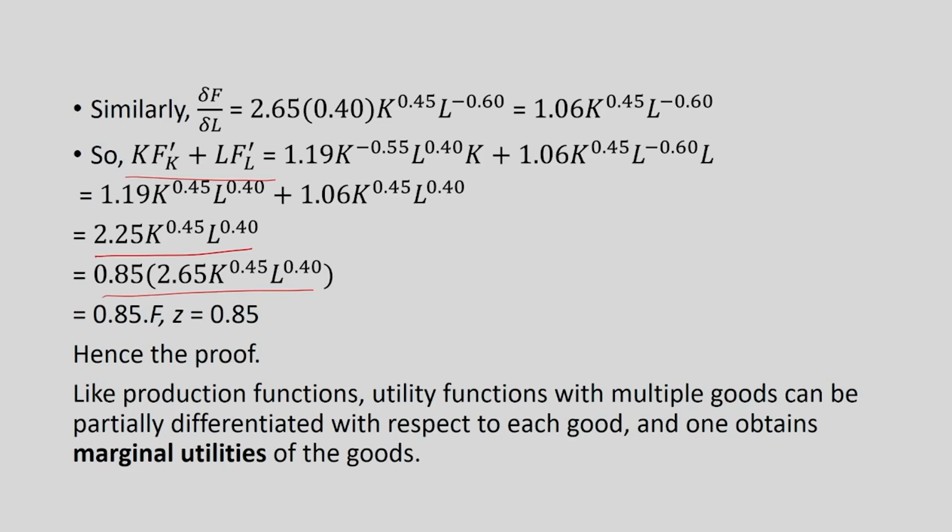Like production functions, utility functions with multiple goods can be partially differentiated with respect to each good, and one obtains what are known as marginal utilities of goods. So, suppose u is equal to a, a constant, times x to the power alpha, y to the power beta, where x and y are the quantities of the goods the consumer is consuming. Then you can find del u del x and del u del y.